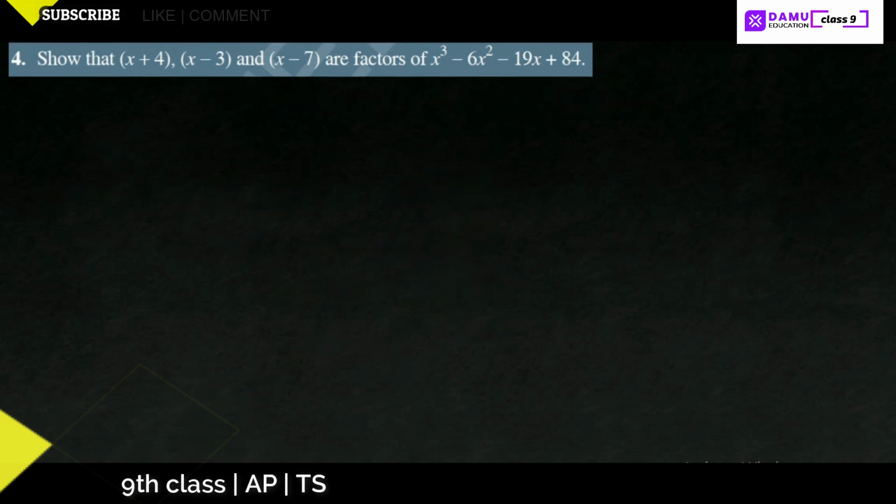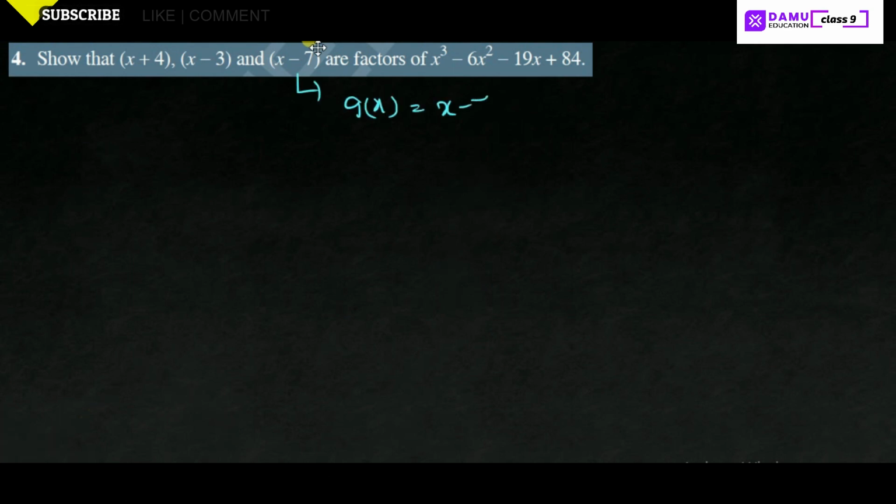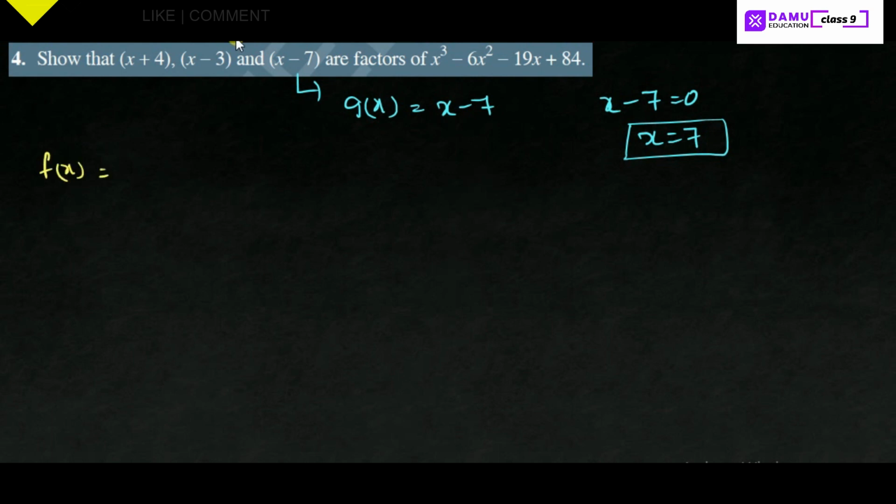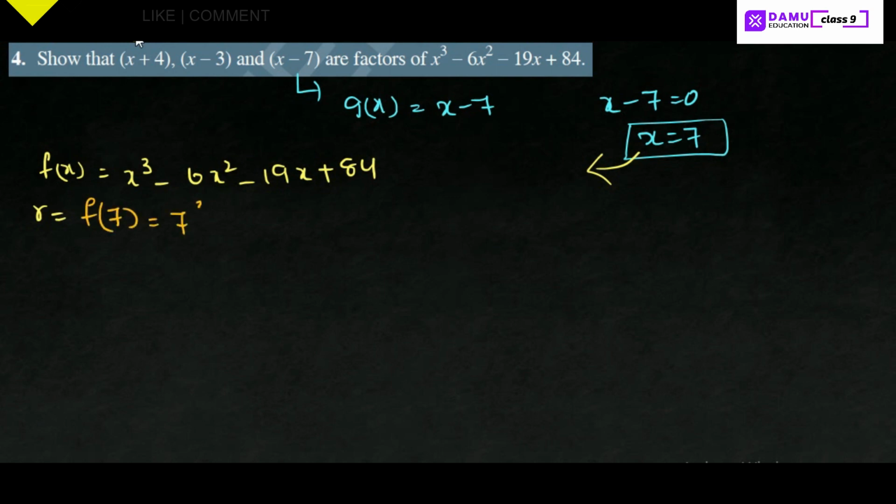Our third and last one is x minus 7, that is g of x will be equal to x minus 7. Equating x minus 7 to 0, then x is equal to 7. So what is f of x? f of x will be equal to x cube minus 6x square minus 19x plus 84. Substitute this x value here, then we will get the remainder. So the remainder will be equal to f of 7, that is 7 cube minus 6 into 7 square minus 19 into 7 plus 84.